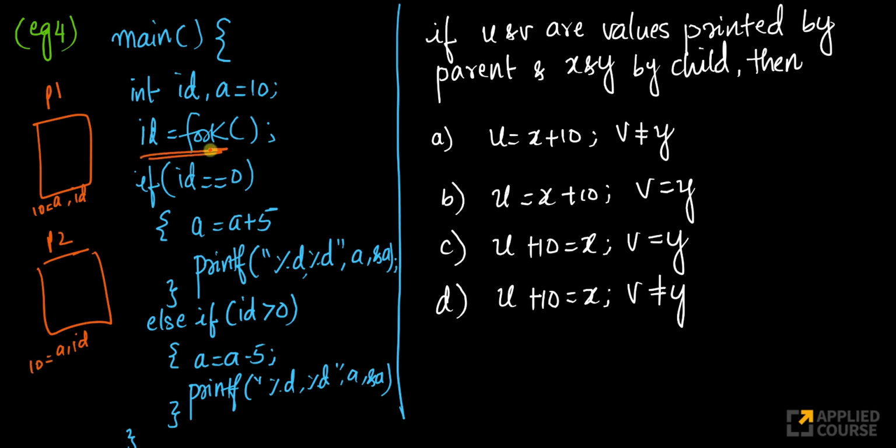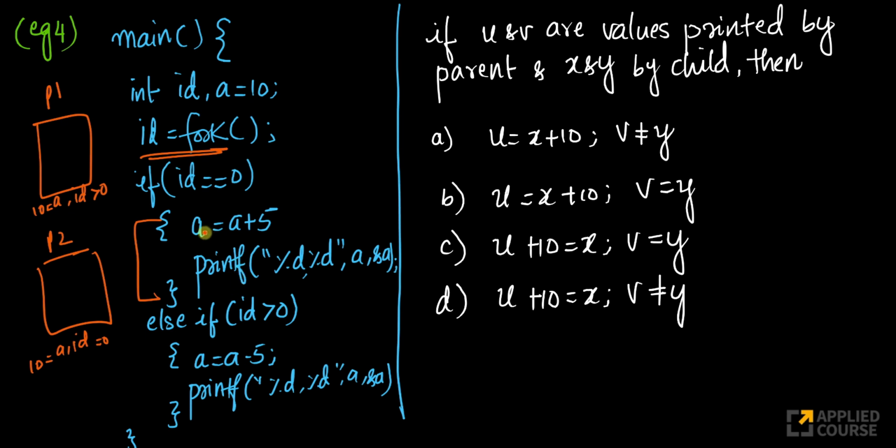What happens to the ID? In this case, the ID is greater than 0. In this case, the ID will be equal to 0 because this is the child process, and the other is the parent process. Right. If ID equals 0, what are we doing? When this program is being executed, my ID equals 0. So the child process will execute this.